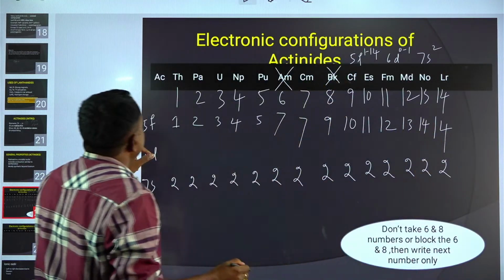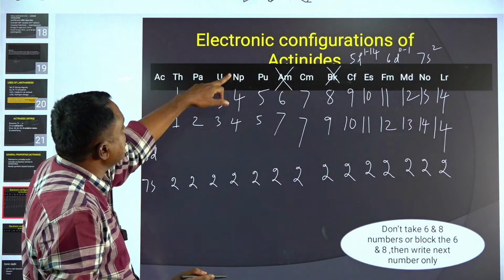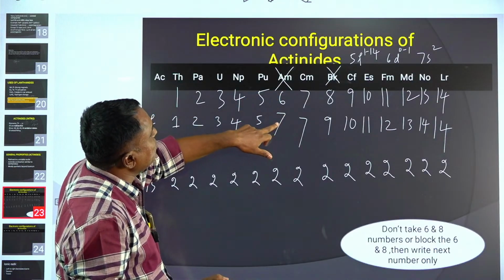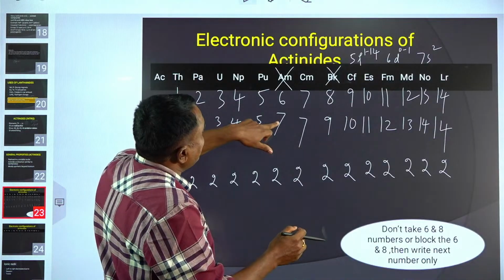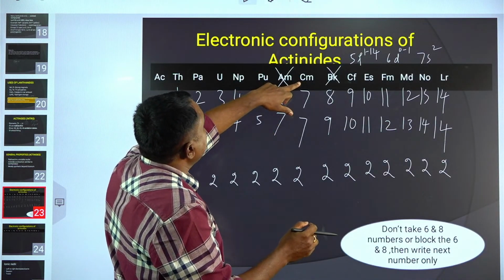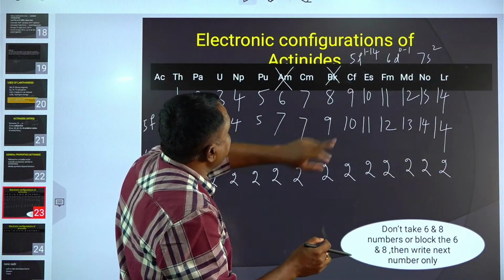So in the case of the 5f series, thorium is 1, then 2, 3, 4, 5, and the next number is skipped, so you write 7. After 5 we have 7. Then curium is 7, and 8 is skipped, therefore you write 9.